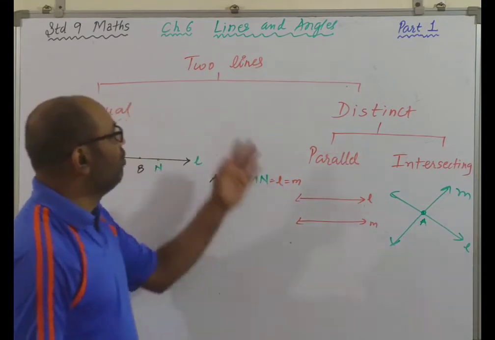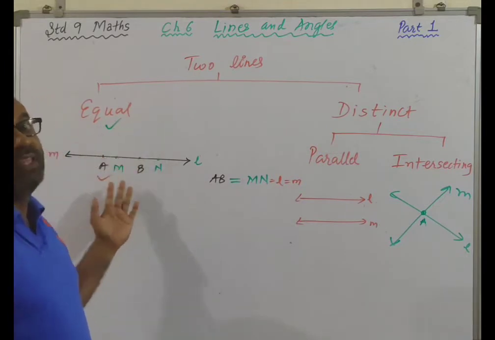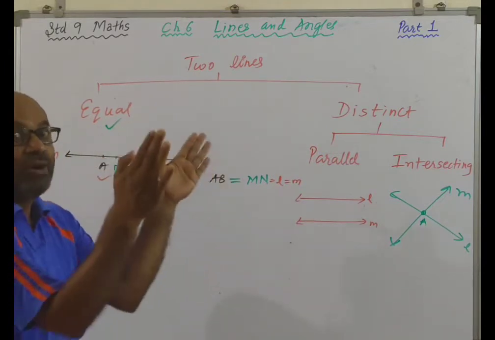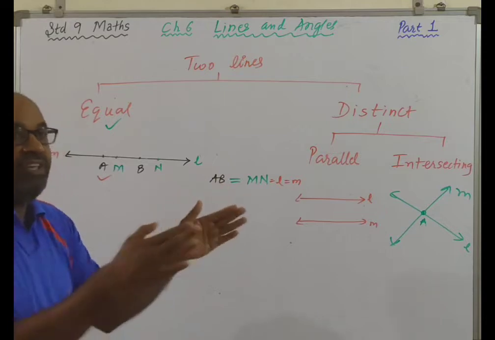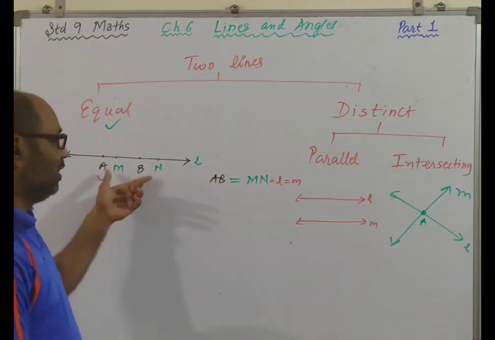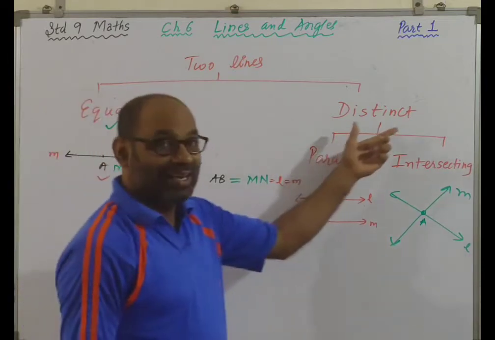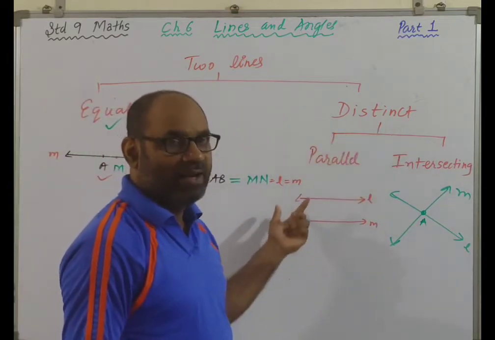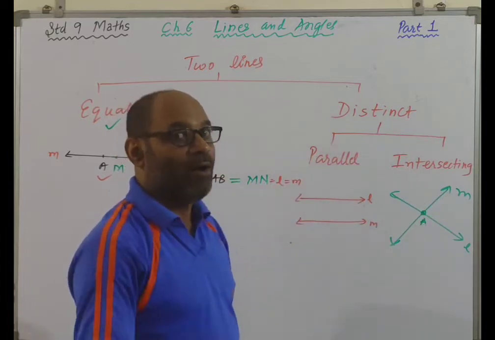Alright? So when do we get equal lines? If they are coinciding, if they are overlapping, if each and every point of both the lines is common, then they are equal lines. When they are distinct lines, either they are parallel or they intersect in one point.